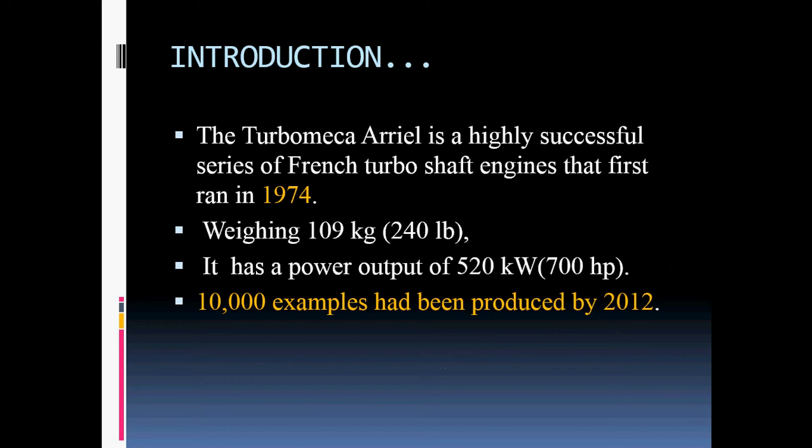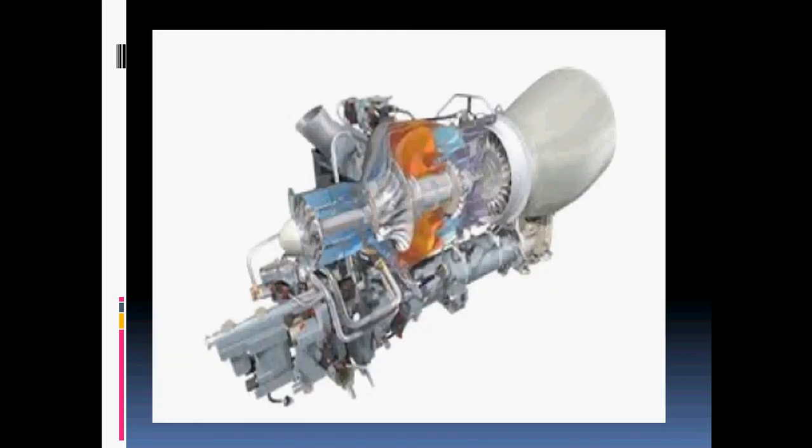Introduction: the Turbomeca Ariel is a highly successful series of French turboshaft engines that first ran in 1974. It weighs 109 kg and has a power output of 520 kilowatts. 10,000 examples had been produced by 2012. This is one of the pictures of the Ariel 2C engine, how it exactly looks.